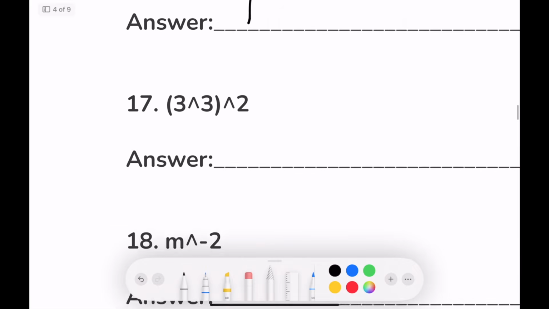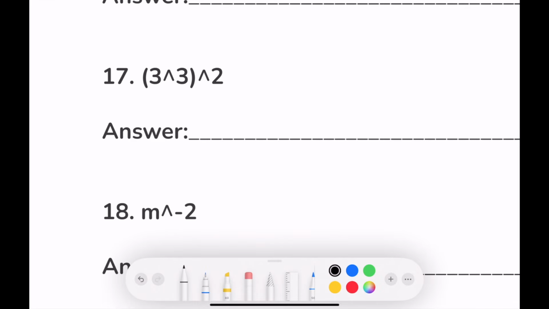Moving on, we have number 17. I think it's better if we write this out. It looks a little bit neater than the computer version. So this is 3 to the 3rd, and then this is actually a power to a power, which is really cool. And this, my friends, is when we will actually do some multiplication.